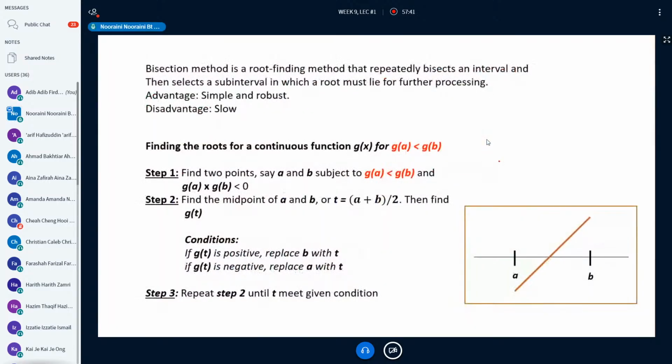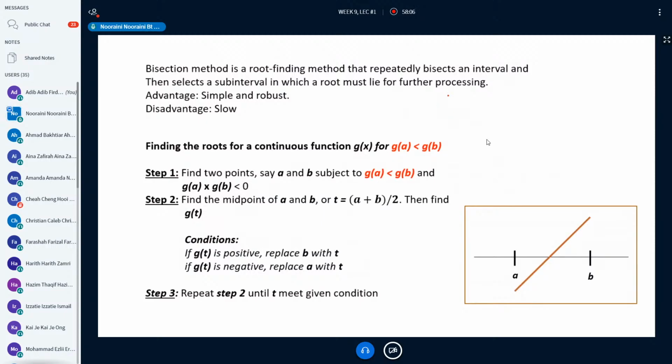Okay, now this is the bisection. Bisection method is a root finding method that repeatedly bisects an interval and then selects a sub-interval in which a root must lie for further processing. Okay, basically with numerical methods, you don't get exactly the right answer, but you get an answer close to what we are expected. Okay, close to the exact answer.